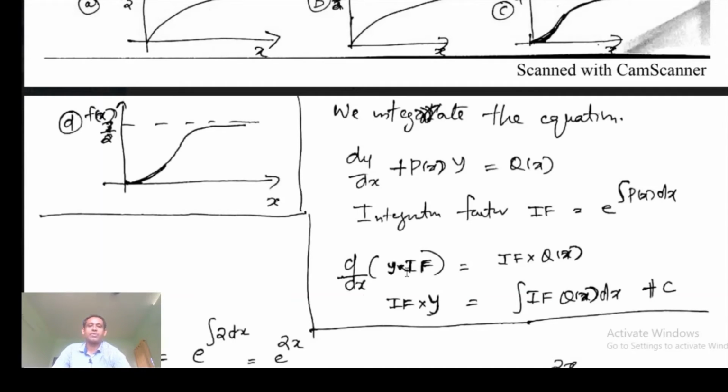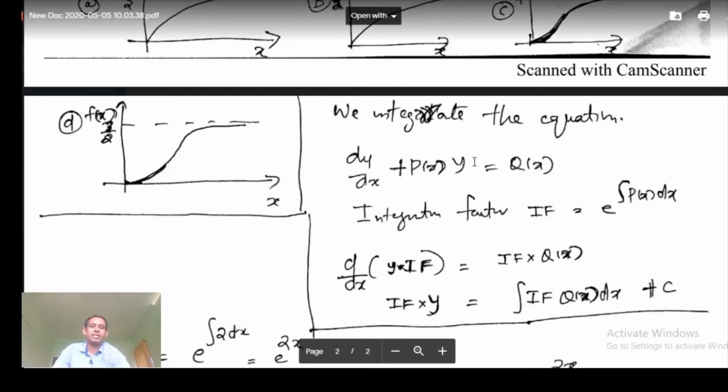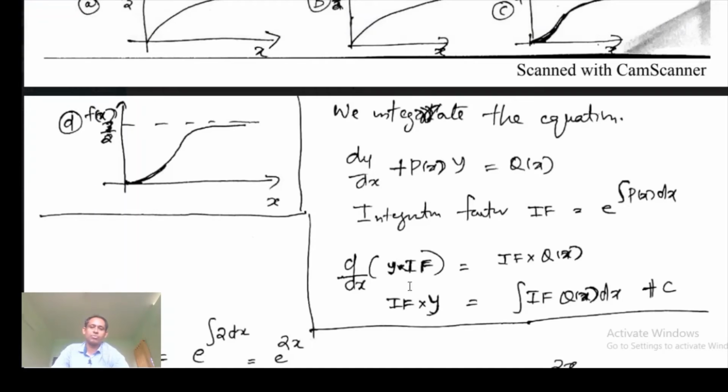Okay, we have to apply the product rule. So first thing will be, what we are doing is we are multiplying the entire equation by this integration factor. Okay, we have to multiply this entire equation by the integration factor. So on the left hand side you will have d by dx of y into the integration factor. Okay, so you just apply the product rule.